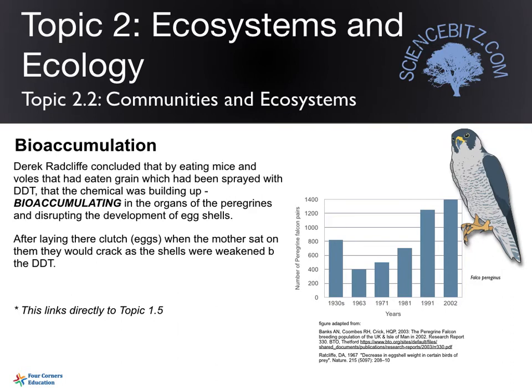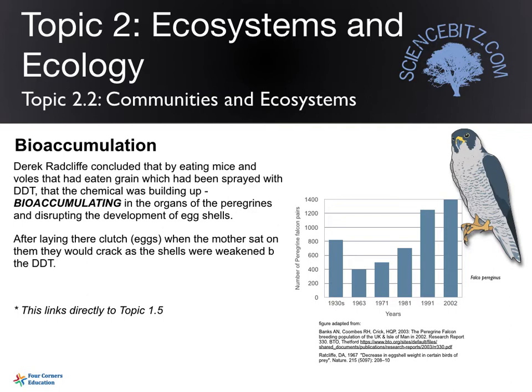If you look at the graph, it shows that in the 1930s it was quite an active population of peregrine falcons, but by 1963 that had dropped by almost 200 breeding pairs. In the mid-1960s, because of the research of Derek Radcliffe and other people, the use of DDT in developing nations was banned. And you can see that from the 1970s onwards, the population of peregrine falcons has recovered dramatically. There's now almost twice as many peregrine falcons in the United Kingdom as there was before. So that's a natural system that was being affected by this idea of bioaccumulation.